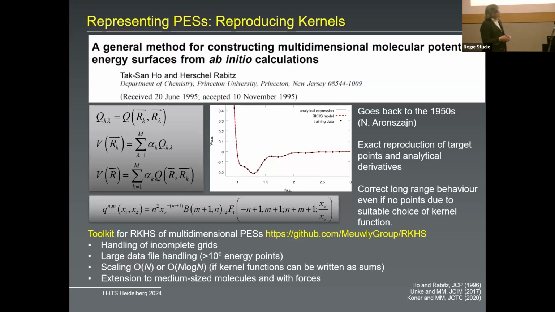The idea is relatively simple. So think of the following problem. We have an arbitrary function, which is a black line that you cannot see.